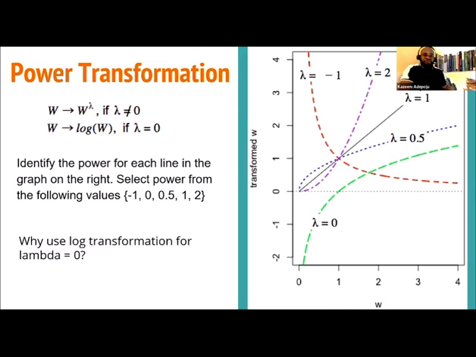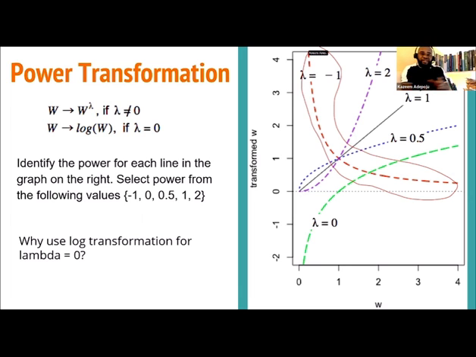I want you to take note when lambda equal to 2. It means I have a quadratic, that's going to be a curve. It means I'm having W raised to power 2. That's the shape you're going to see. When lambda equal to half, which is lambda equal to 0.5, we have what we call a square root transformation. That is going to be the curve. And when lambda equal to -1, that is what you're going to see.